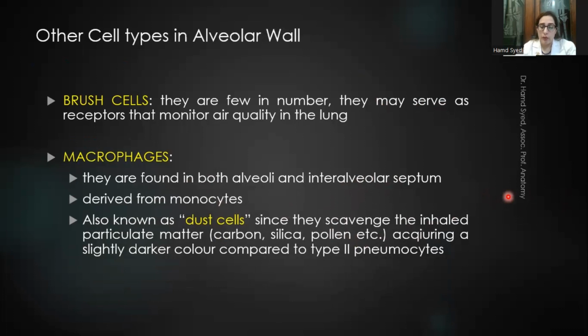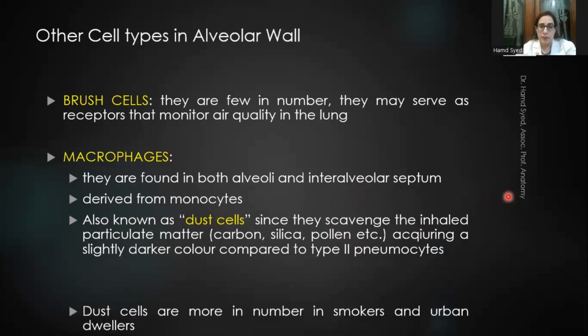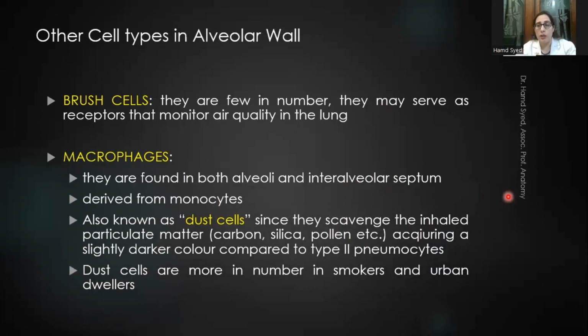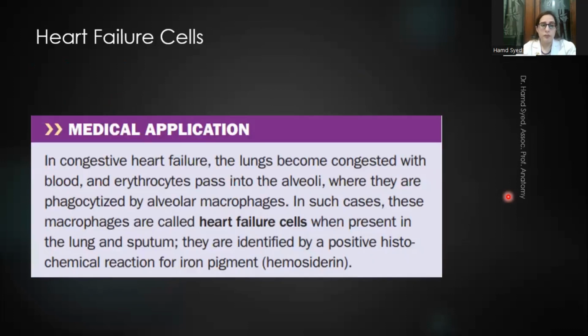So then these macrophages will be called dust cells. And dust cells, remember, are obviously more in number in those who are exposed to polluted air, that is the smokers or urban dwellers. People living in the city are more exposed to such pollutants. Another medical terminology is the heart failure cells.